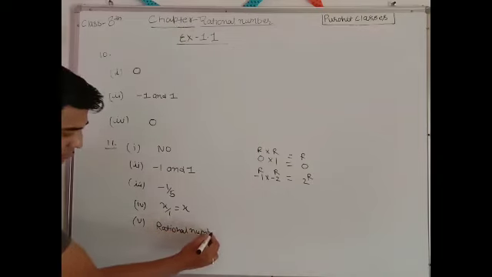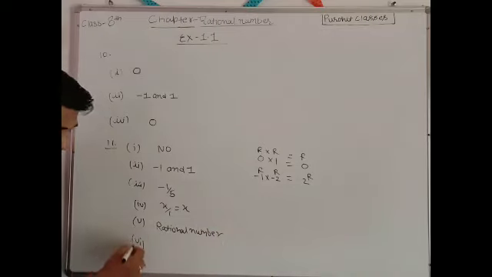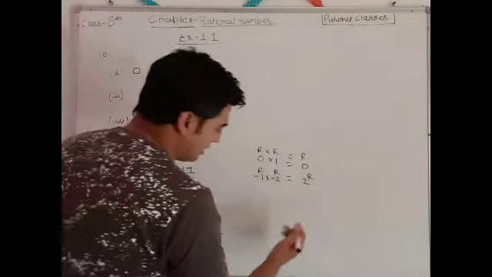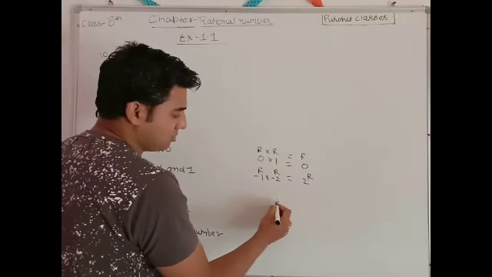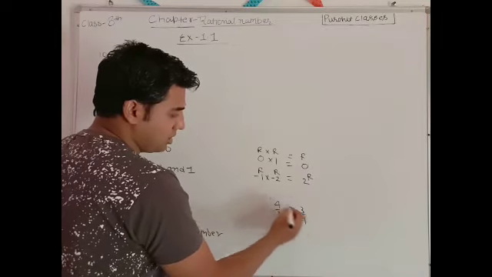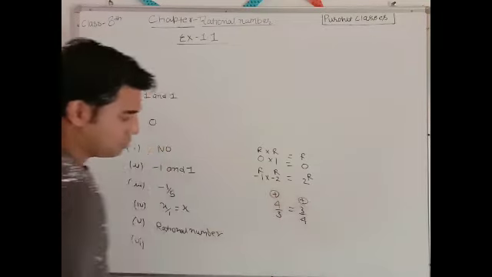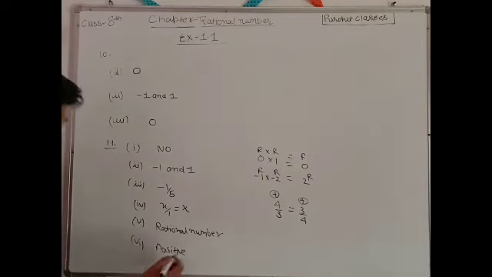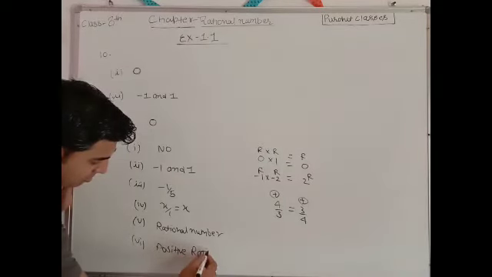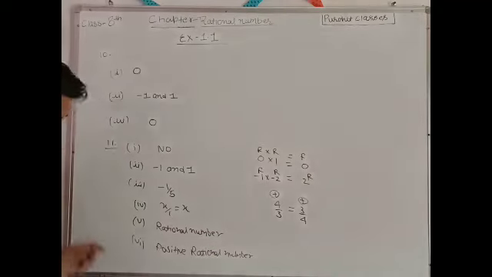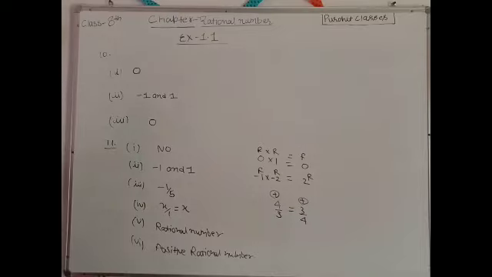Understood? Now last but not the least, sixth part, the reciprocal of a positive rational number. Think about any positive rational number, suppose 4 upon 3. This is a positive rational number. What will be its reciprocal? 3 upon 4. If this is positive, then the reciprocal will also be positive. Understood? Positive rational number. Clear? Okay, pause the video and note it down.